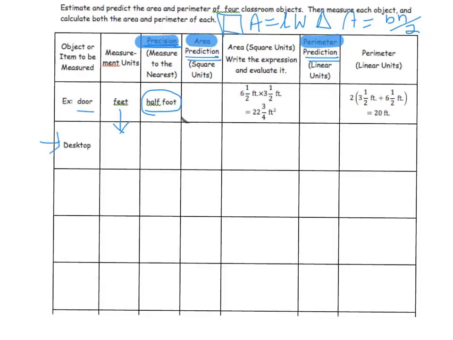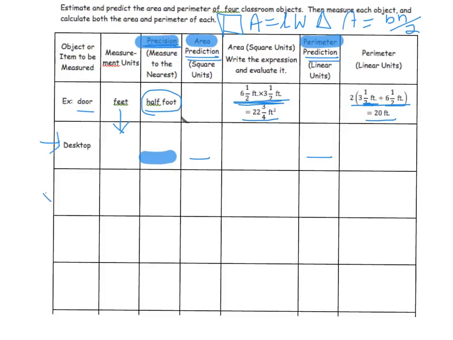Okay? So you're naming what you're measuring, you're naming the units, you're naming how you're going to round, and then you're making your predictions. And then lastly, I would like you to measure and write out the answer. So here, the perimeter of the door, it was 3.5 feet wide and 6.5 feet tall, and so we added those together and multiplied by 2 for the other 2 remaining sides, and here we did length times width.